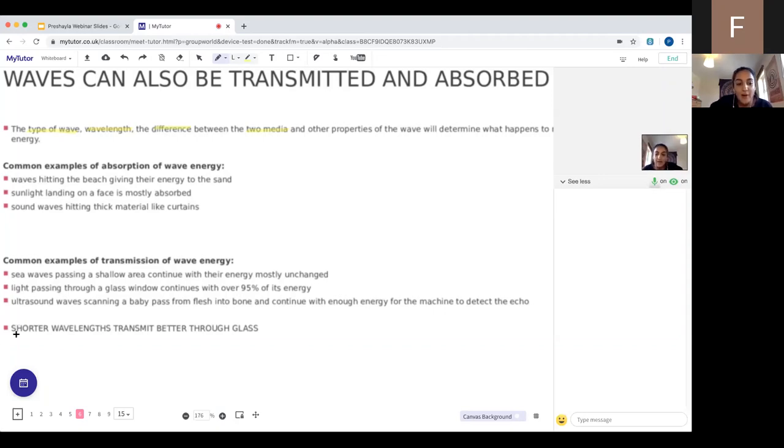Okay, and I've put at the bottom here, this is a higher tier kind of question and statement. So sometimes in the higher exams, so if you are on higher, which I think most of you will be, we need to know that shorter wavelengths transmit better through glass, and vice versa, longer wavelengths transmit worse through glass. Okay, so shorter wavelengths are more likely to go through glass. So that's another important statement, but that is only for higher. So if you're not doing higher, don't worry about that.